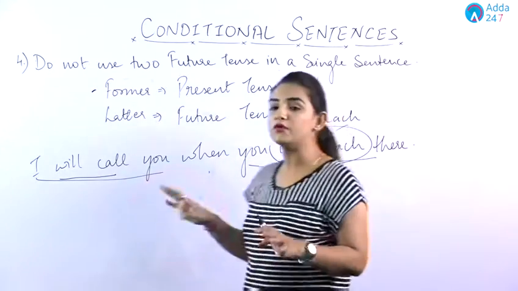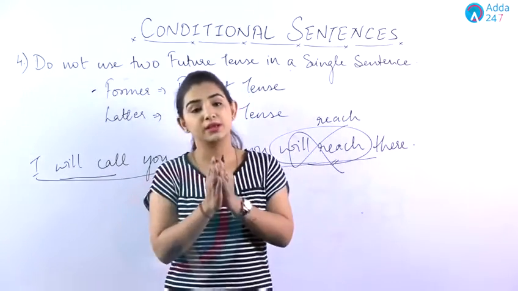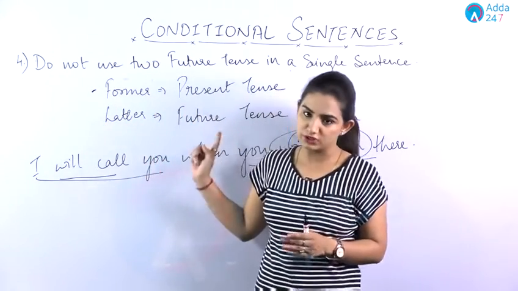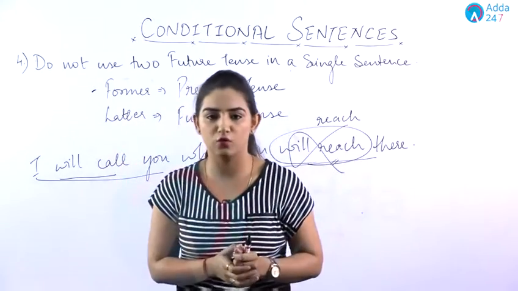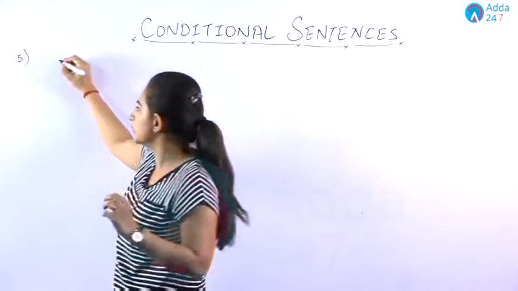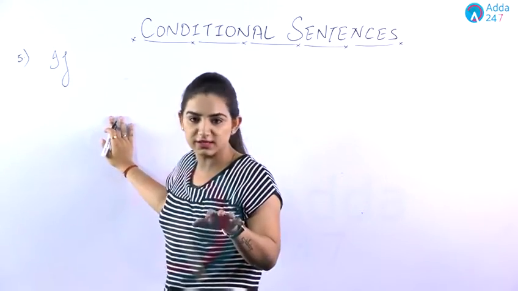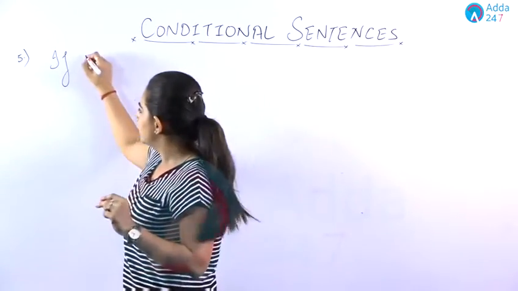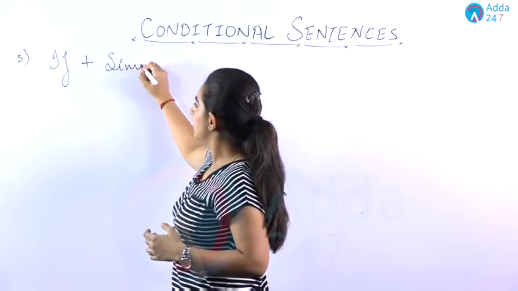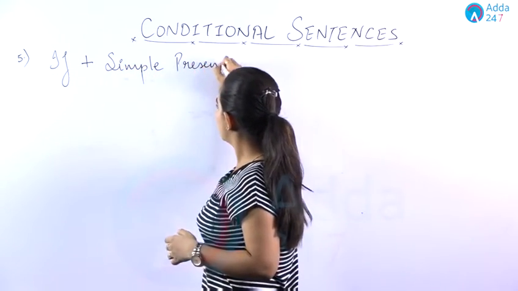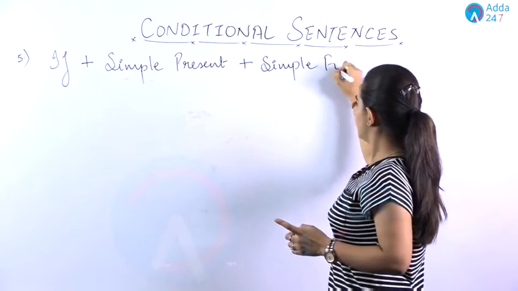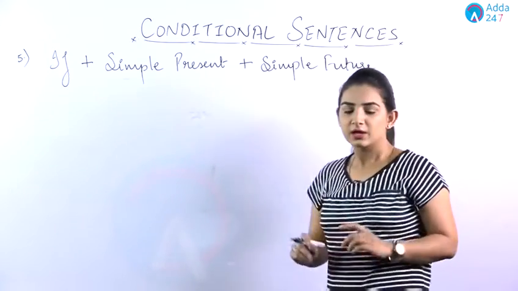So what is it? When we have two future tenses in a sentence, we cannot use them. We can place former action in present tense and the latter action in future tense. So this is what follows in condition number 4. Moving further, we have the fifth condition, and it says sometimes in a condition we use if in a sentence without an imaginary sentence, right? If we are using if, the first verb that should be used with it is in simple present tense, and the second verb will be in simple future tense, right? Understand this thing.